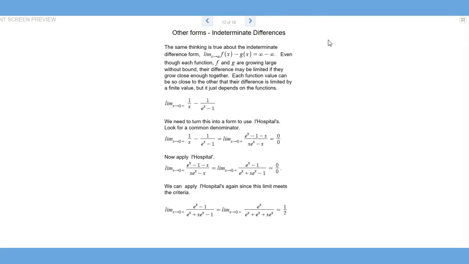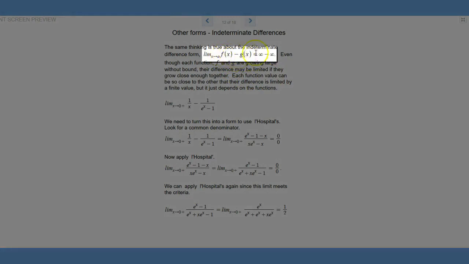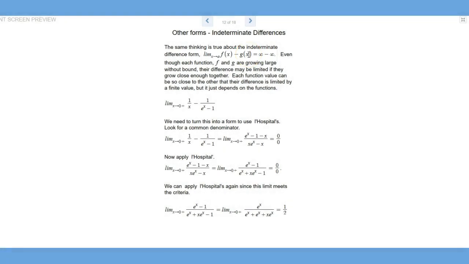So there are some other indeterminate forms that we can also use it on, and that's indeterminate differences. So again, if I have the limit of a difference of two functions and they're both going to infinity, they could remain close enough to each other that their difference is limited. So this doesn't necessarily go to infinity. It doesn't necessarily go to 0. Remember, infinity minus infinity doesn't make sense in the sense of a number. So it just depends on the functions.